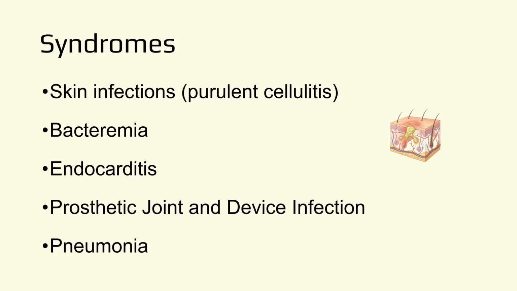Staph aureus can cause a variety of different syndromes. The most common ones being skin infections. This is often purulent cellulitis, bacteremia, endocarditis, prosthetic joint and device infections, as well as pneumonias.